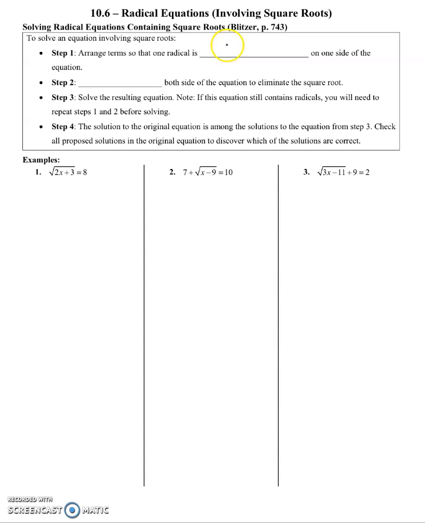This is section 10.6, part 1. We're going to start talking about how to solve radical equations, ones that involve square roots.